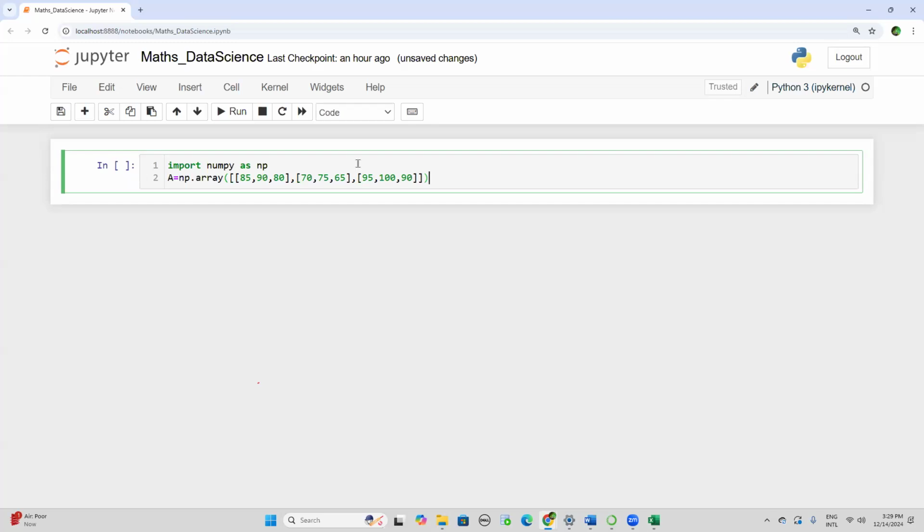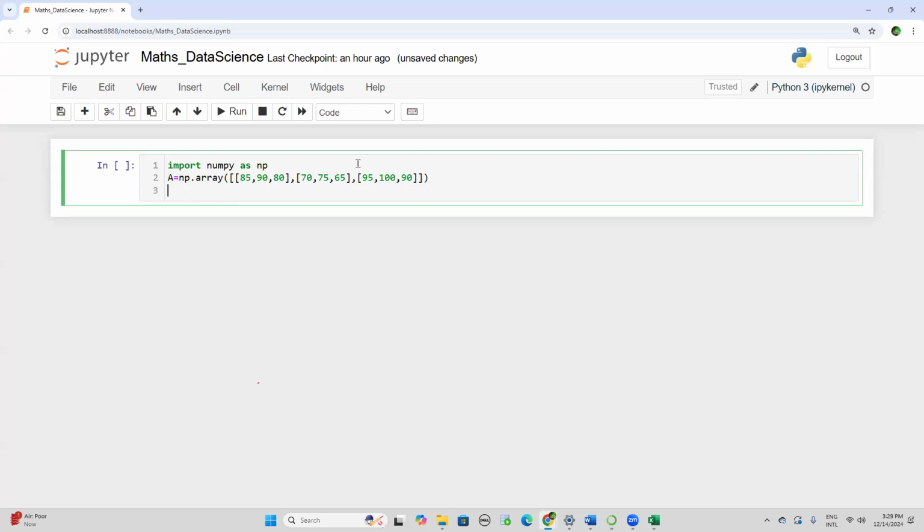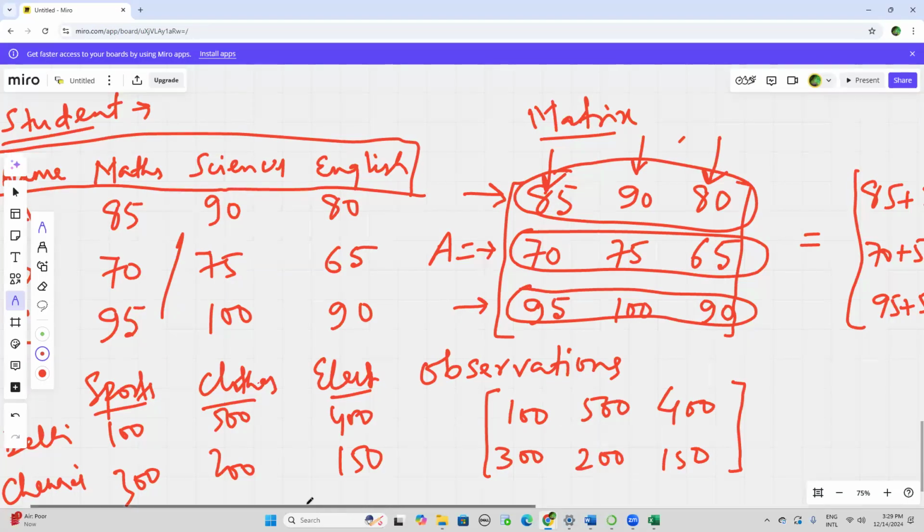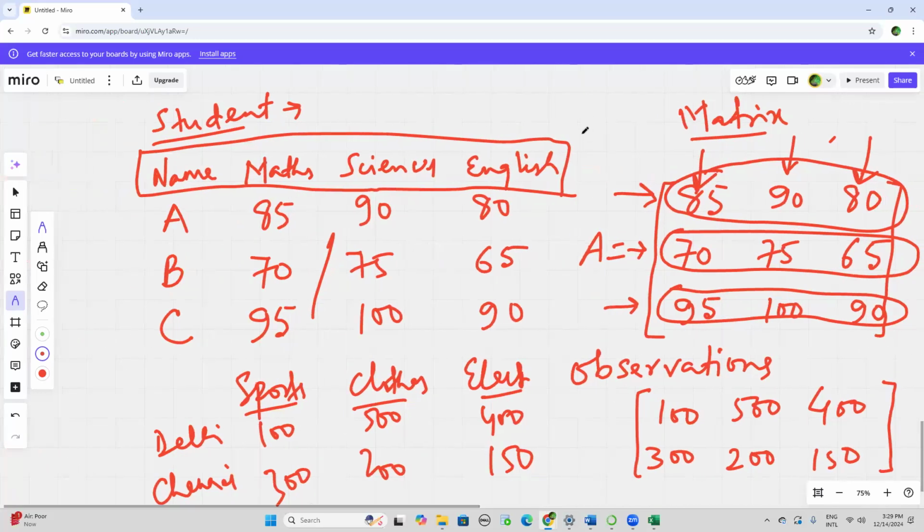Okay, now let me show you this. So I write print A. So you're getting this matrix now, correct? Same thing which I have shown you here. So now Python has created it for you. Is this clear?